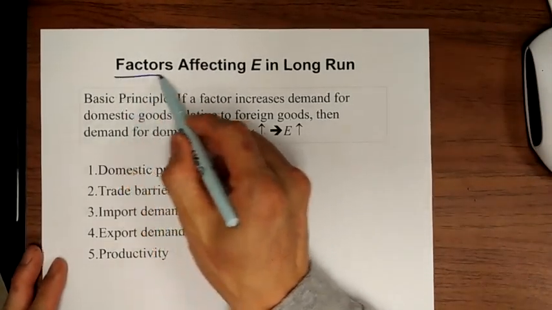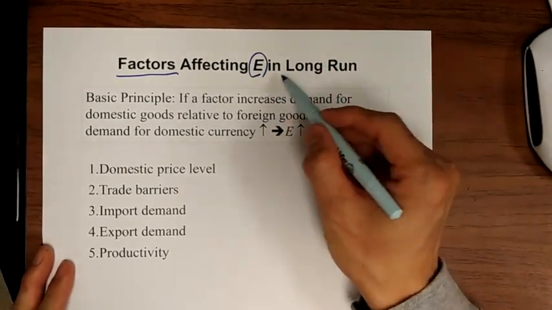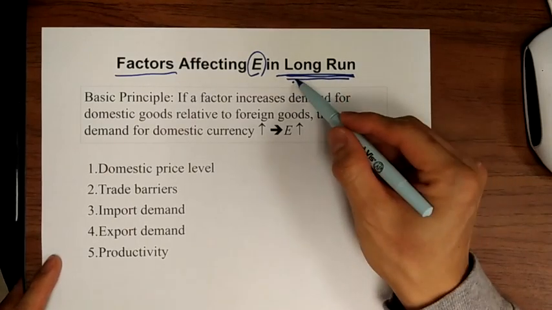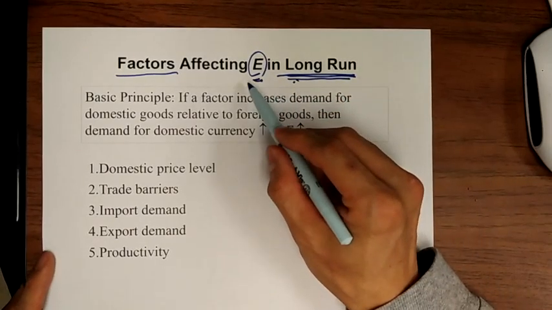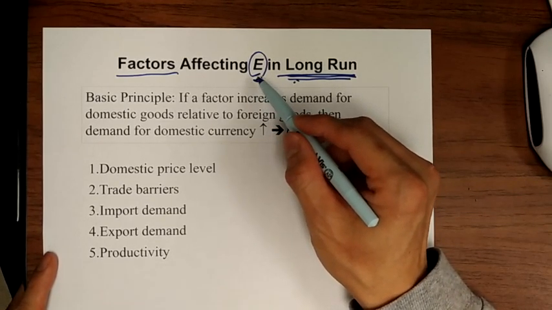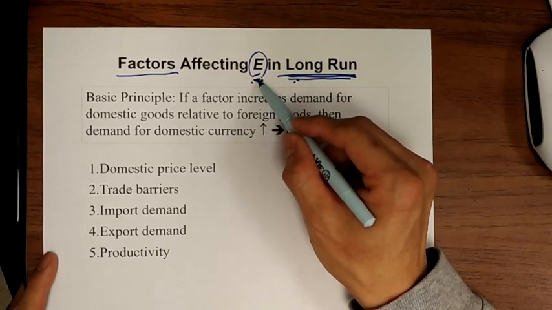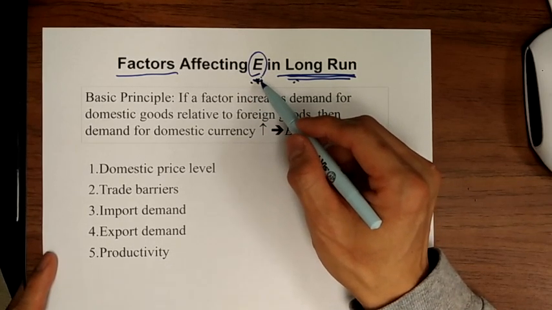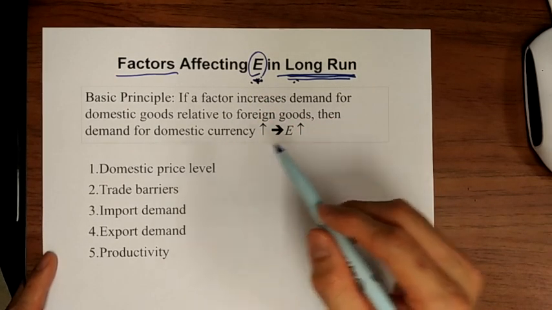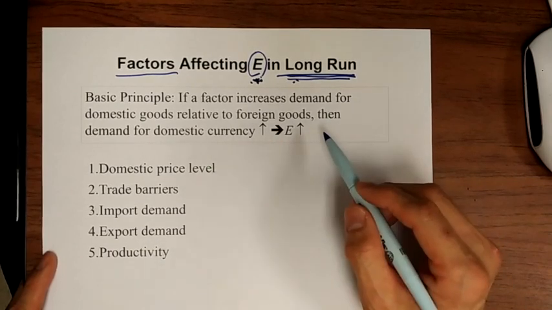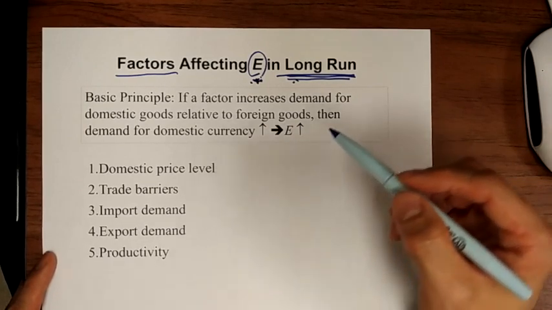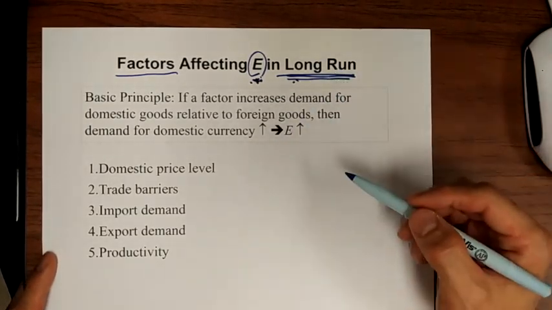So what are the factors that affect exchange rate in the long run? Remember, in the long run, exchange rate is determined by purchasing power parity. And purchasing power parity will hold if we have trades. Why? Because we are going to buy goods that are cheaper. Japanese steel, US steel, we will buy whatever is cheaper. And if Japanese steel is cheaper, we are going to ship Japanese steel to the United States.